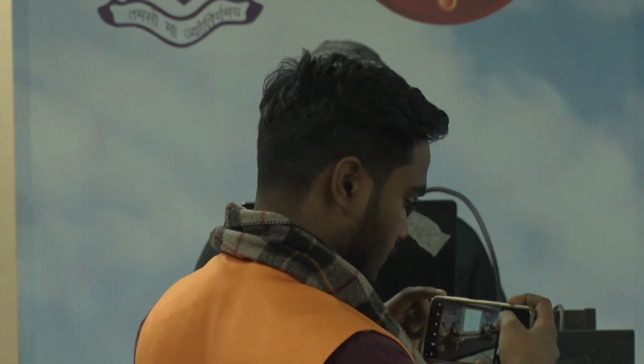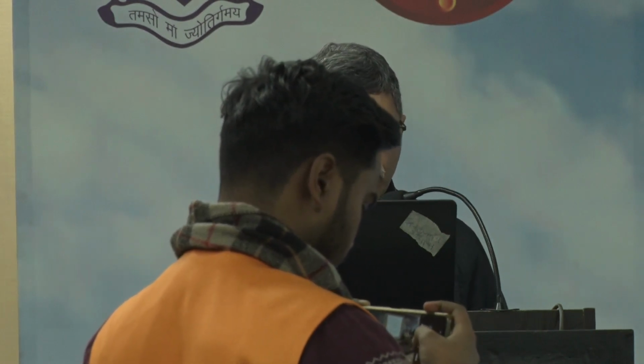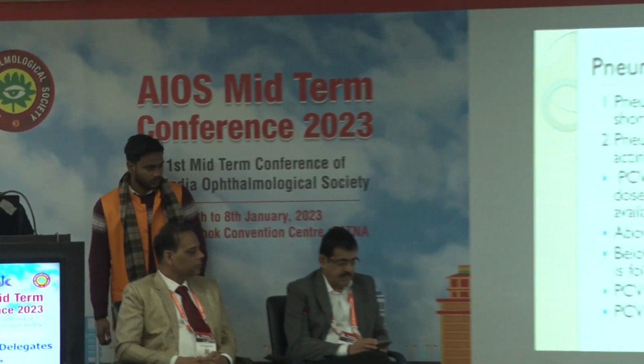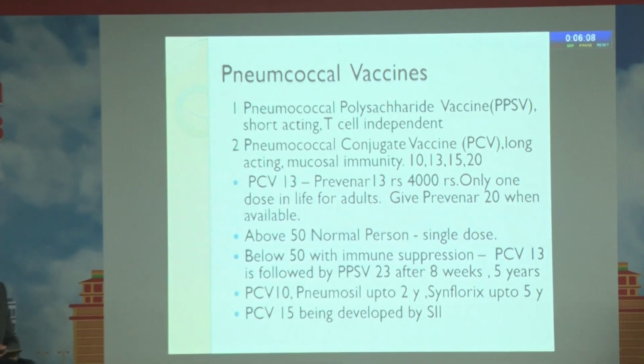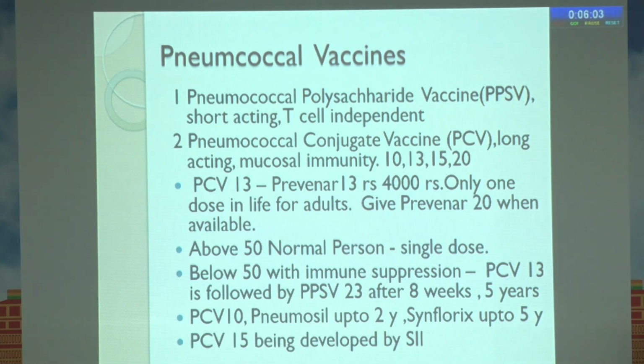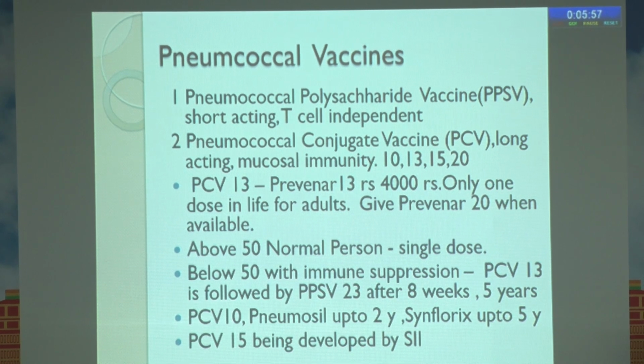There are 4 different types of vaccines: PCV 10, 13, 15 and 20. PCV 13 has been the commonest available in India, and only 1 dose is given in life for adults. However, whenever Prevnar 20 becomes available, this can be given. In normal persons above the age of 50 years, for we ophthalmologists, our families, everyone should get a single dose of these vaccines. For persons below the age of 50 years with immune suppression, PCV 13 is given as 1 dose, followed by a dose of PPSV 23 after 8 weeks and 5 years. PCV 10 is used in children. PCV 15 is being developed in India by Serum Institute of India.